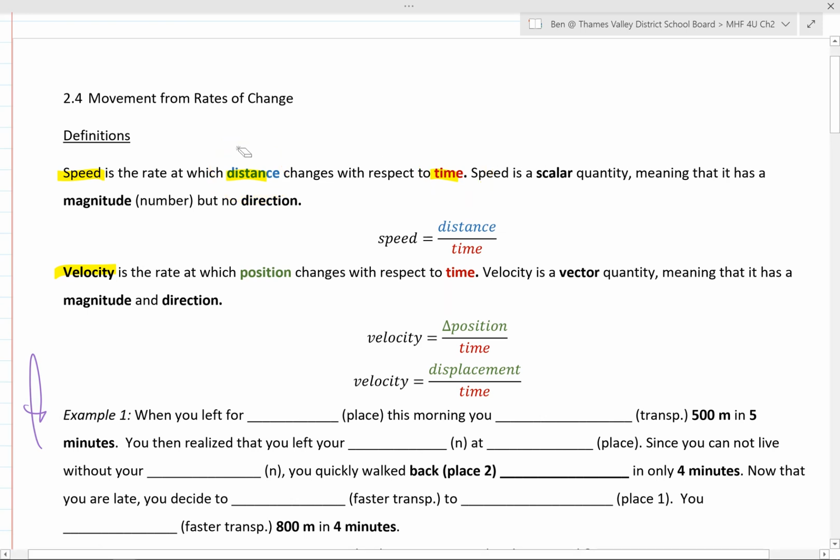Now, speed is a scalar quantity. That means that it has a number, a magnitude, 50 in this case, kilometers per hour, but it has no direction. So it does not matter if we're traveling 50 kilometers an hour heading north, and our friend is traveling 50 kilometers an hour heading south. We would say we're both traveling with the same speed, because speed is the distance we're traveling over a certain time.